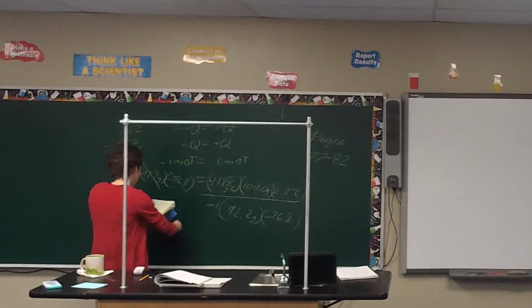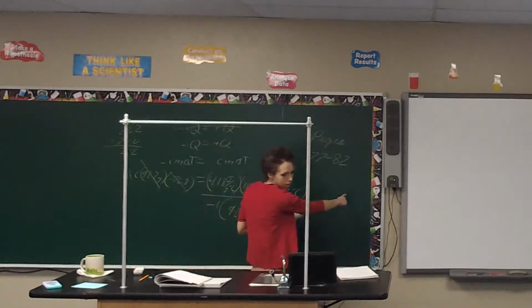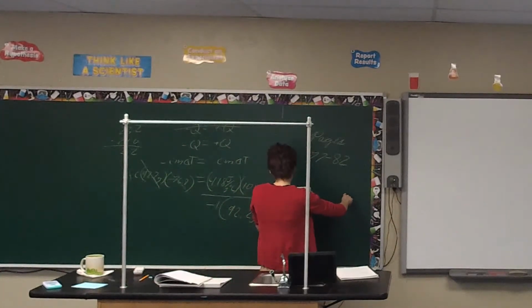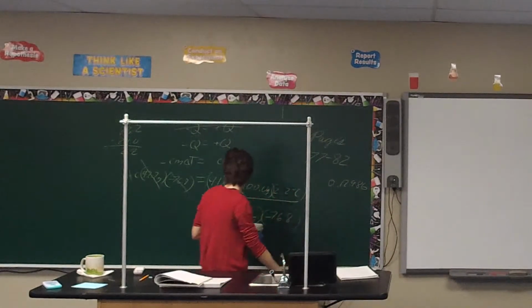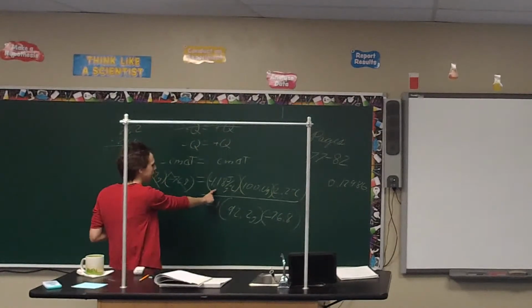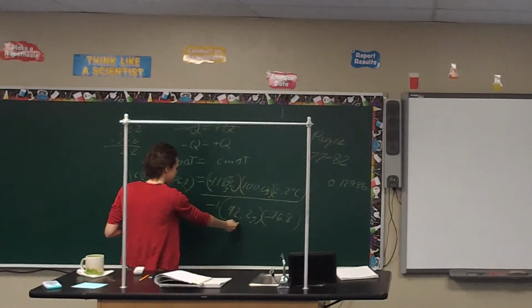The answer comes out to, I'll write it over here. Good, you can see the spot. Alright, so it comes out to 0.12986, and then I got tired of writing it at that point. So, looking over with my sig figs, I have 3 sig figs, 3 sig figs, 3 sig figs.